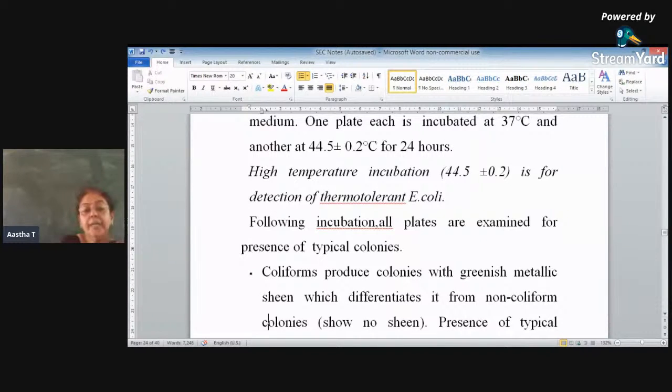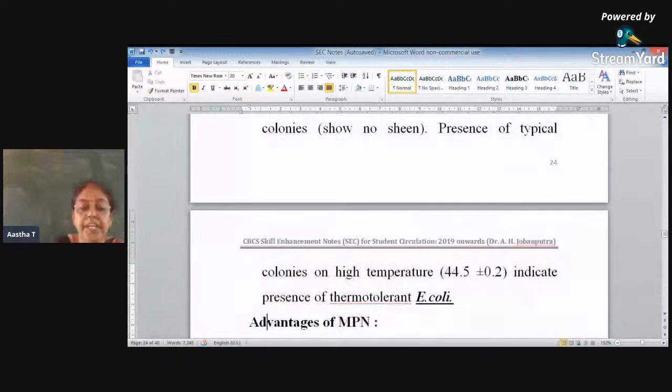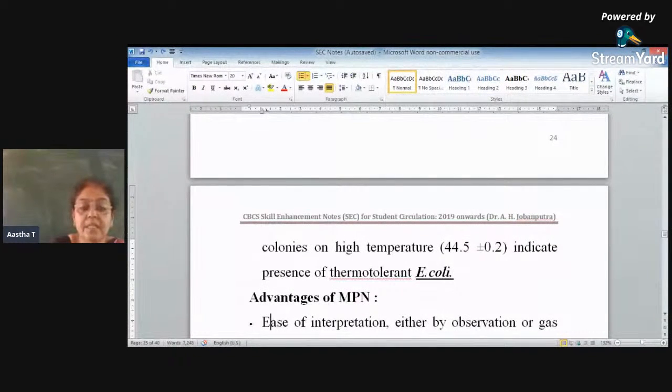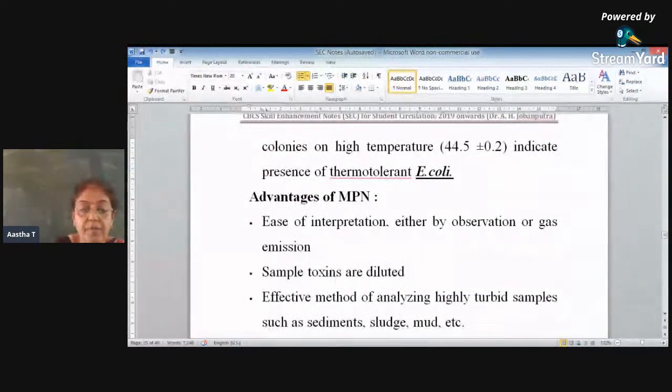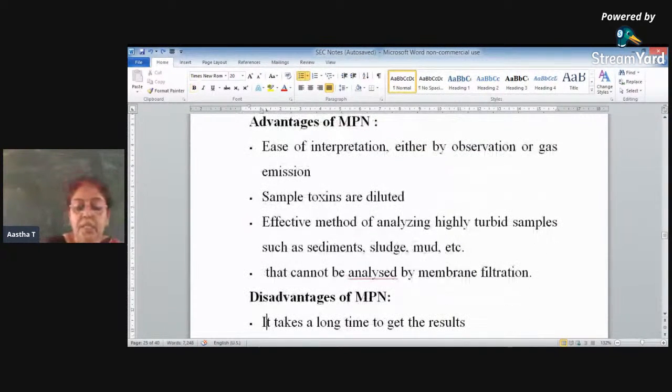Typical colonies will show a brilliant green metallic sheen. Like metal shines, a brilliant green shine will be seen in those colonies. If you see that, then it is E. coli, otherwise there is no presence of E. coli and the water is safe for drinking. So in this way, after all these 3 tests, you will be able to say whether the water is fit for drinking or not.